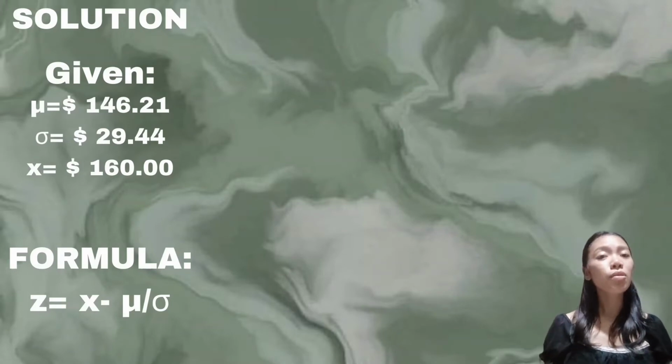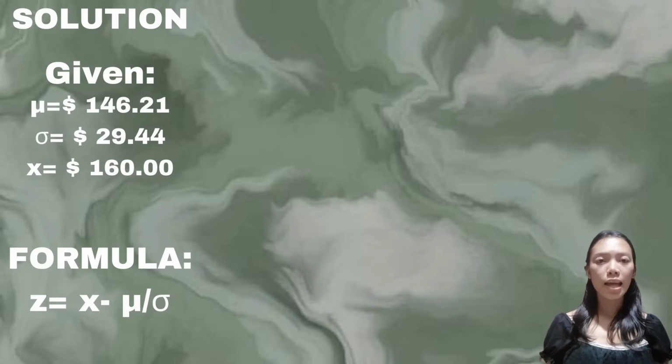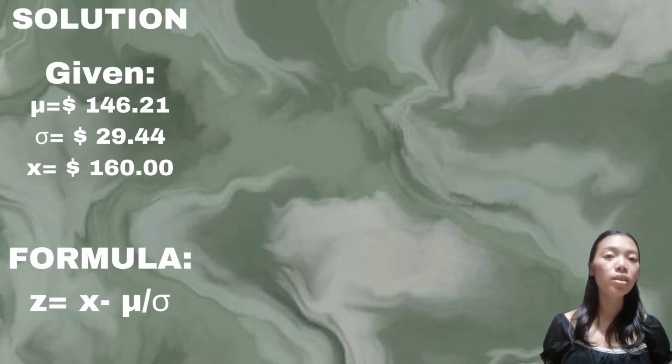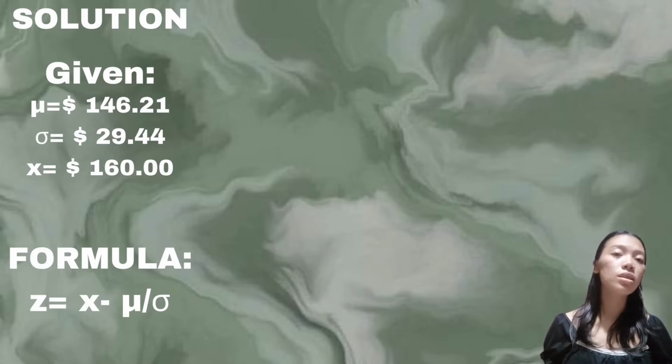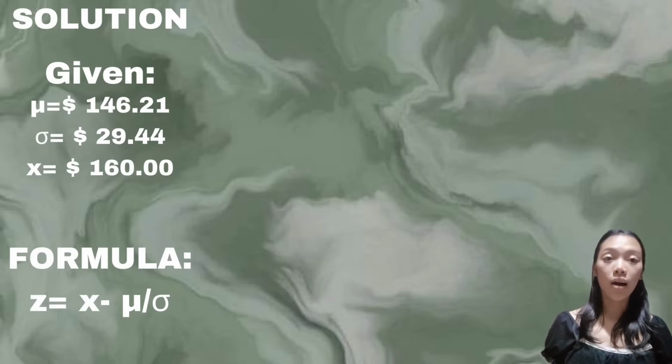Okay, to solve this problem, let us first identify the given. We have the mean, which is $146.21. We have a standard deviation of $29.44, and also we have $160 as our x.